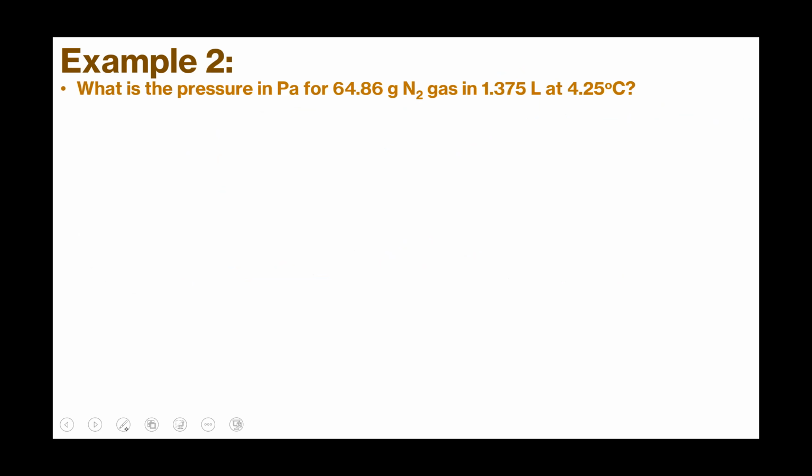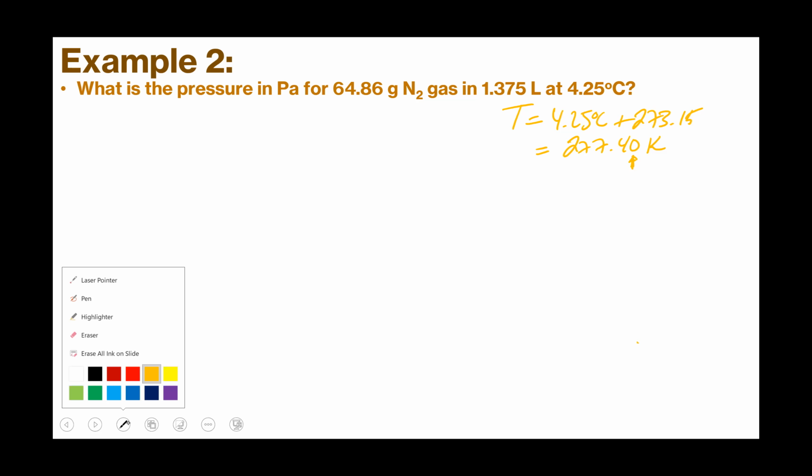Let's figure out what the pressure is in pascals for 64.86 grams of nitrogen gas in a volume of 1.375 liters at 4.25 Celsius. So we've got a lot of converting to do. Okay. We can do our temperature first, since that's an easy low-hanging fruit. Temperature is going to be 4.25 Celsius plus 273.15 is going to give us 277.40 Kelvin. Okay, this will have 5 significant figures since we had 2 decimal places. Our answer needs 2 decimal places.